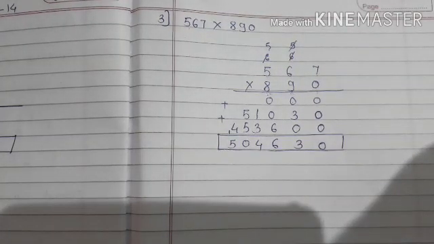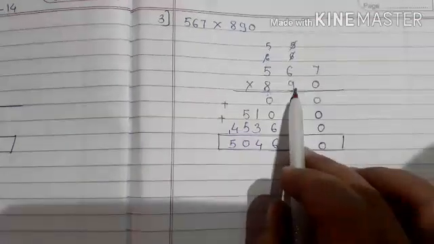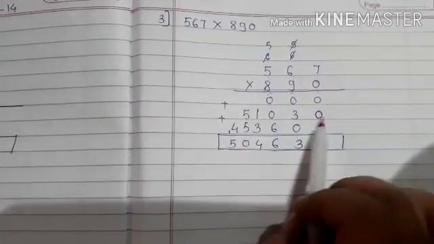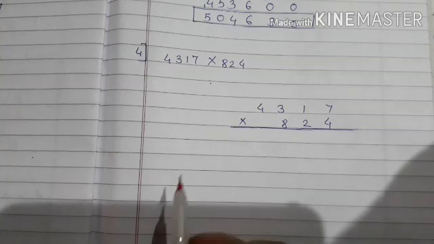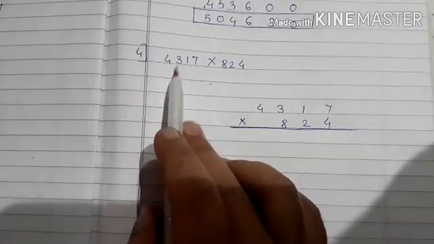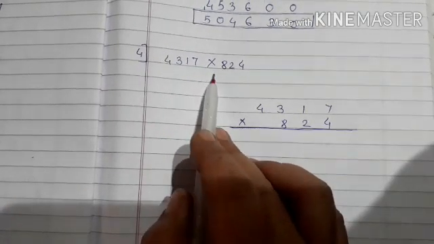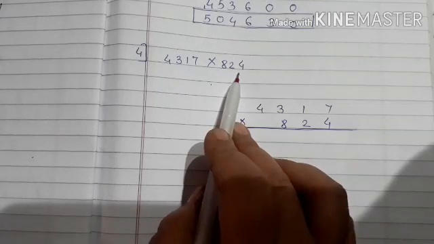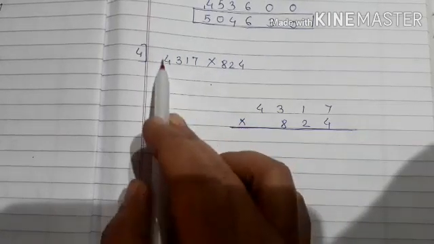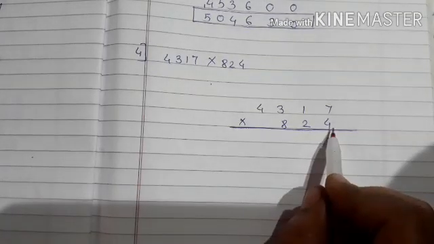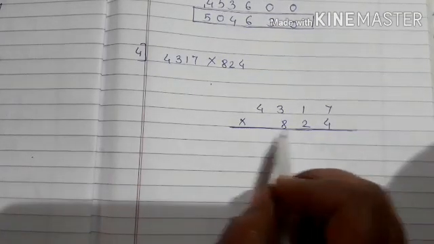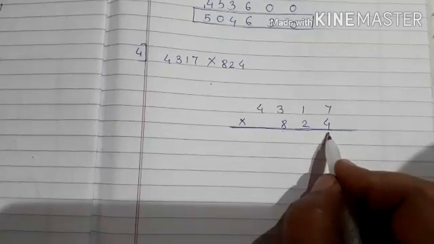Understood everyone? Yes, see it properly again one time. You see how we can multiply each digit properly. So let's see the next example. Now let's see the fourth one. 4,317 into 824. So here we multiply this number by a 3-digit number. First we have to multiply by 4, then by 2, then by 8. So let's start with 4.